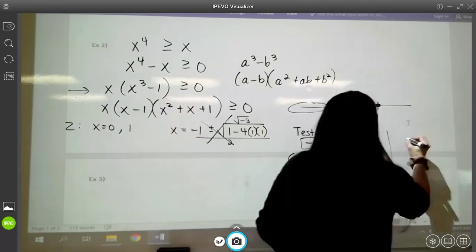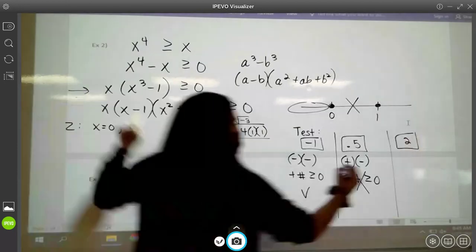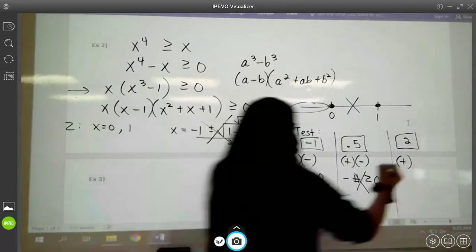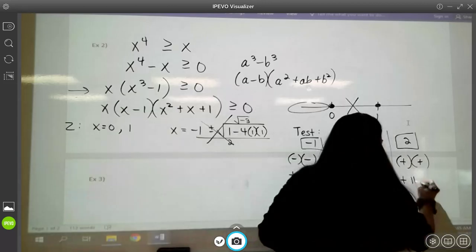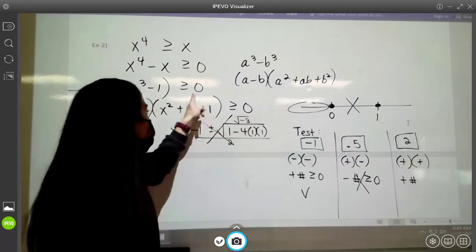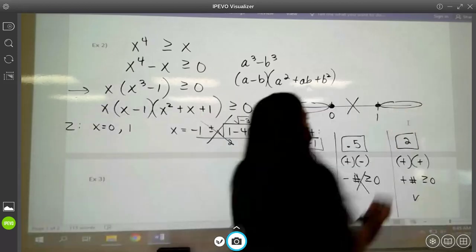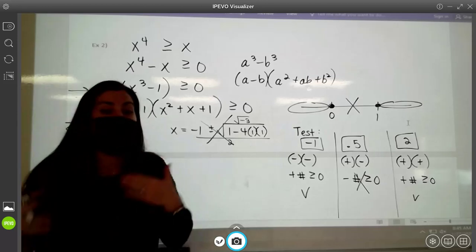All right, and then I'm going to test 2. Clearly if I plug 2 in, that's positive. 2 cubed is 8 minus 1, that's positive. A positive times a positive will be a positive number, and will that make our statement true and be greater than or equal to 0? Yes. So now we're back to good guys. So now all we have to do is name what intervals of x are the good guys.